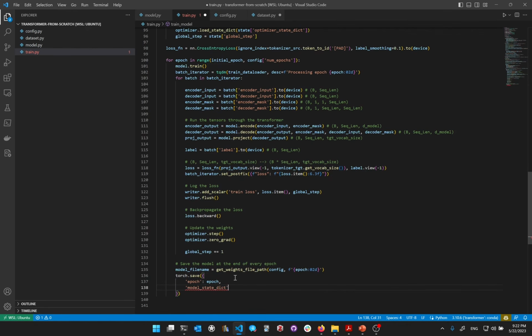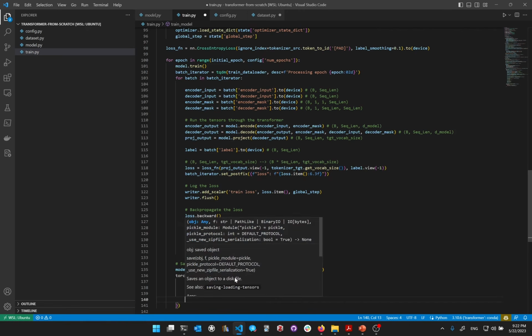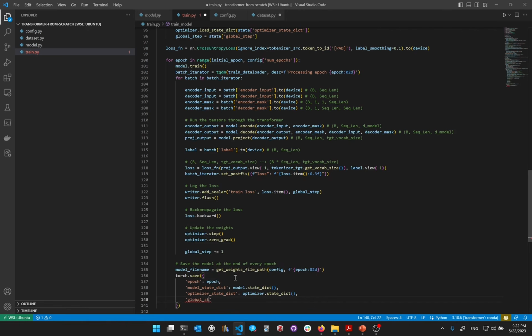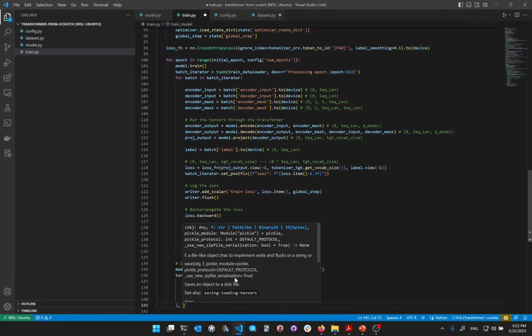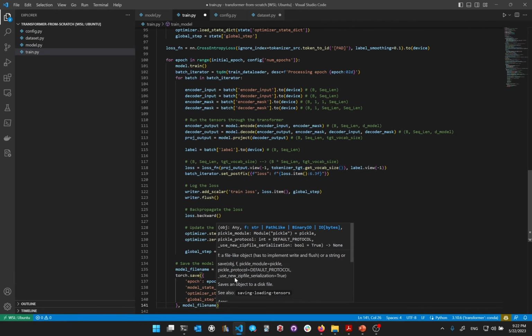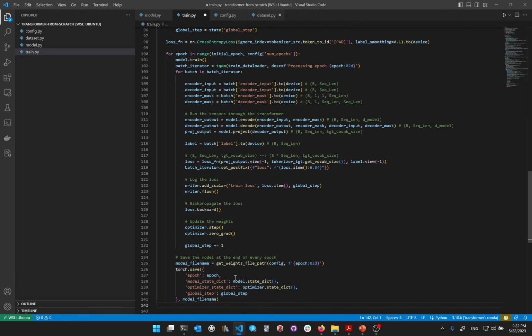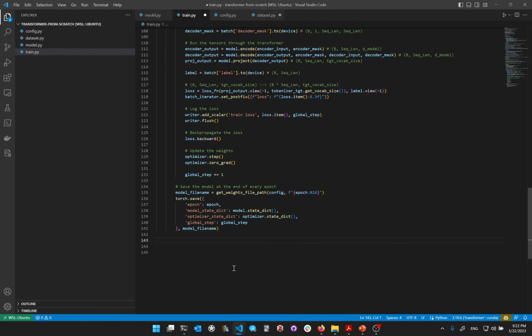State of the model. This is all the weights of the model. We also want to save the optimizer. Let's do also the global step. And we want to save all this into the file name, so model file name. And that's it. Now let's build the code to run this.